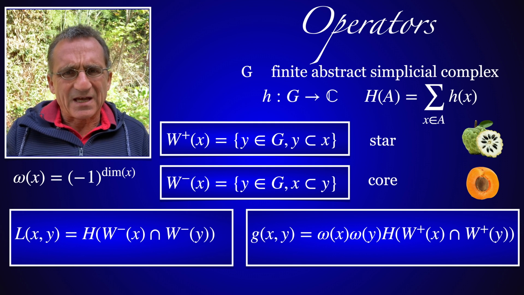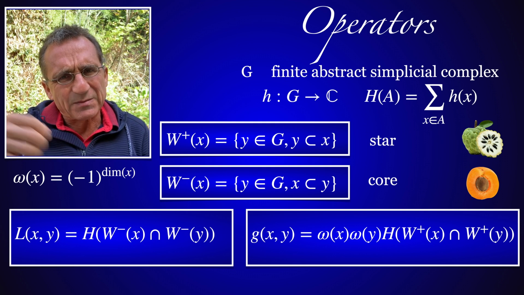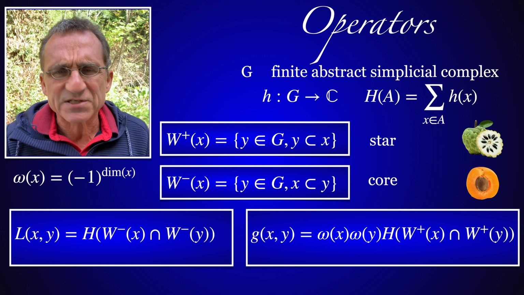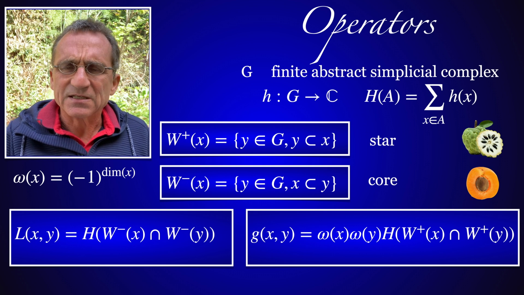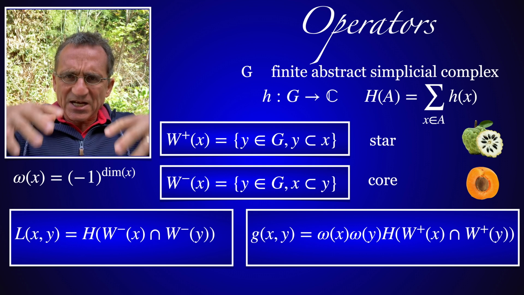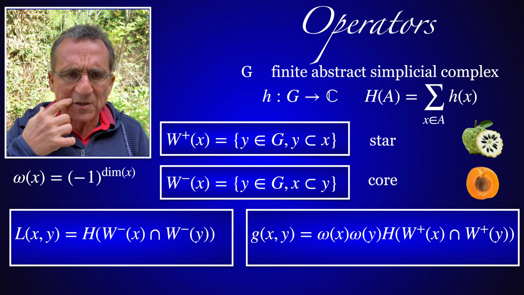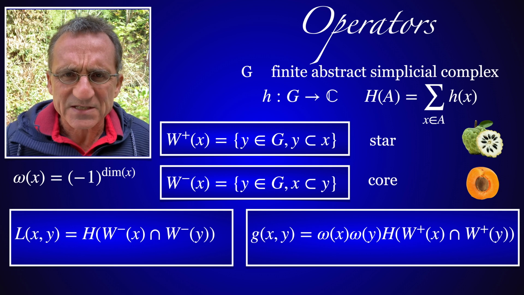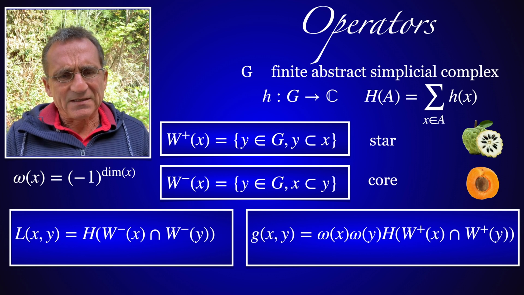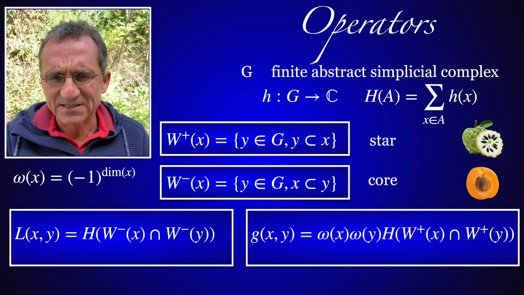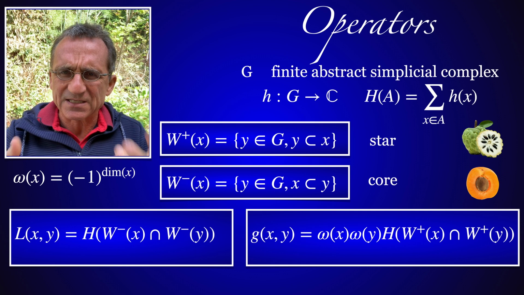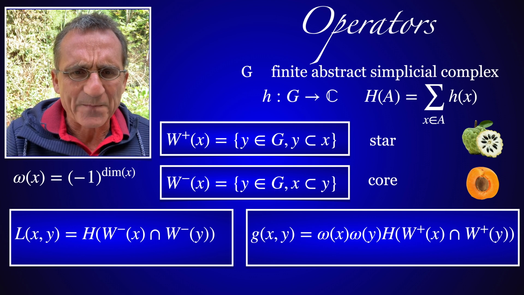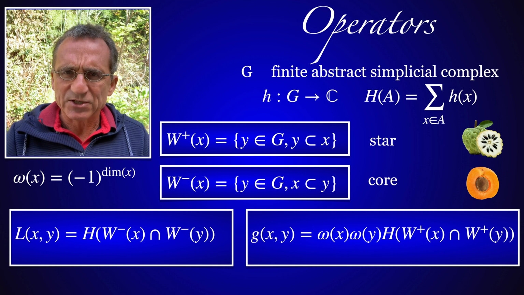If you think about them as stable and unstable manifolds, we can look at the intersections of stable manifolds, intersections of unstable manifolds, and this defines then the L matrix, which is the total energy of the intersection of the stable manifolds. And then we have also the G, which is essentially the energy of the intersection of the unstable manifolds. There's a conjugation with an omega, which is -1 to the dimension of x.